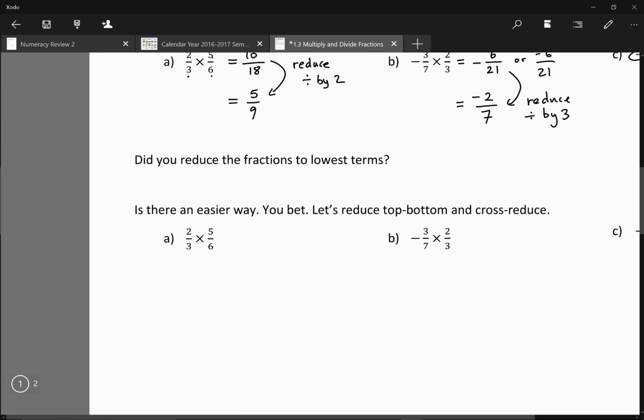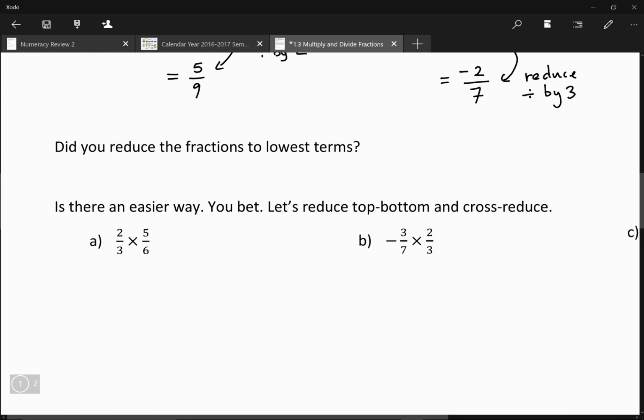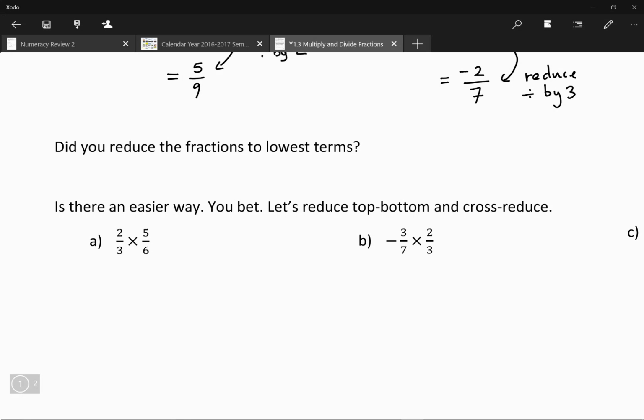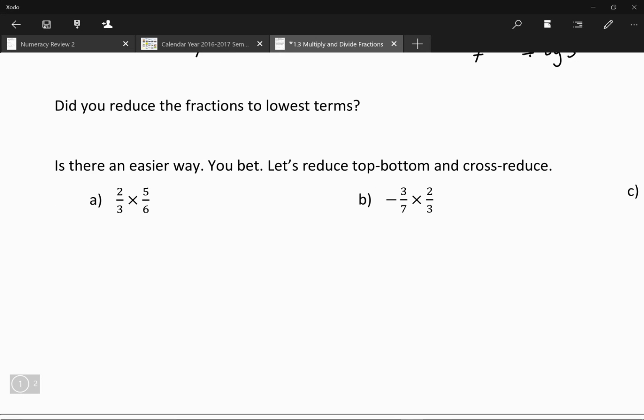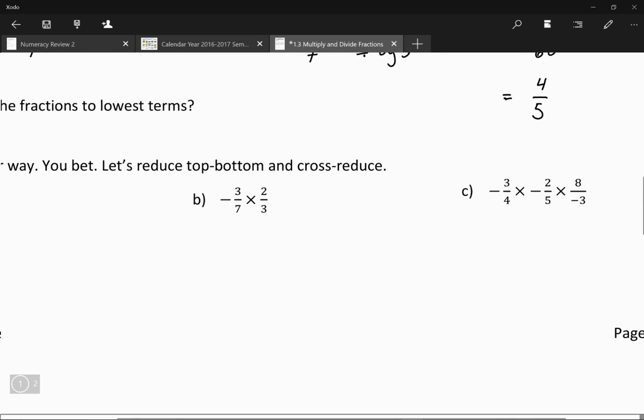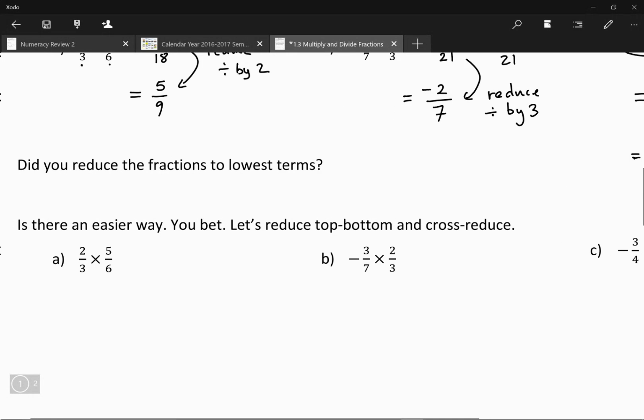All right. So, did we reduce the fractions to lowest terms? We certainly did. So make sure you can do that. Now, is there an easier way? You know what? There is an easier way to reduce to answer these questions. So let's look at the easy way.